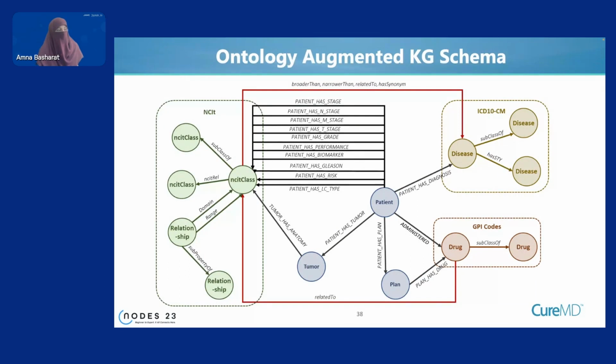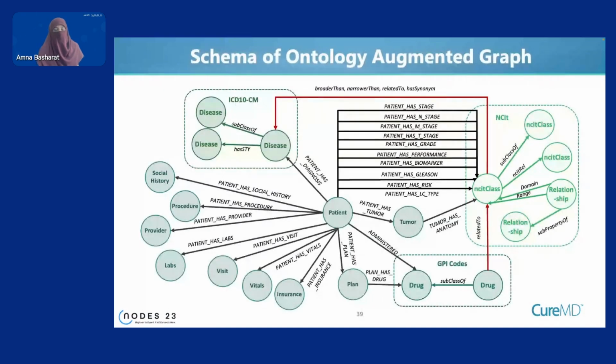So I'm going to talk about 3 of them. You can see that we use the NCIT ontology. So the diseases were linked with the NCIT classes and also the disease codes, the ICD-10 ontology, and then for the drugs we use the GPI codes. So this is another snapshot of how we linked the classes in the NCIT class with the disease information within our data. There were several semantic relationships that were made use of in terms of broader than, narrower than, and synonymous relationships.